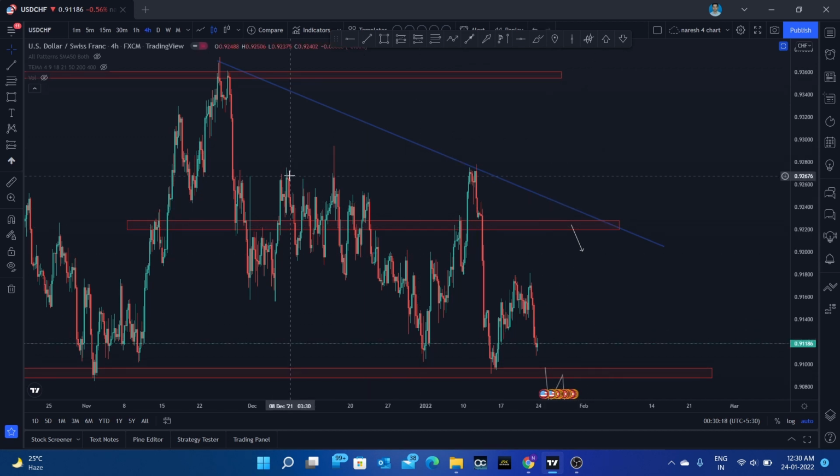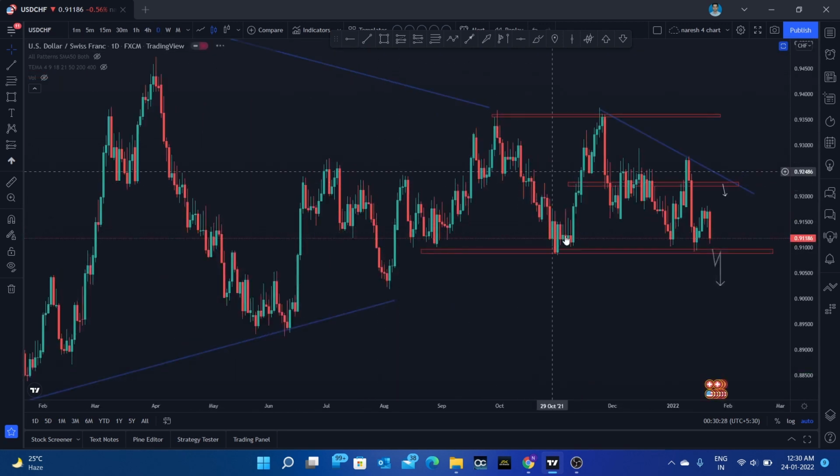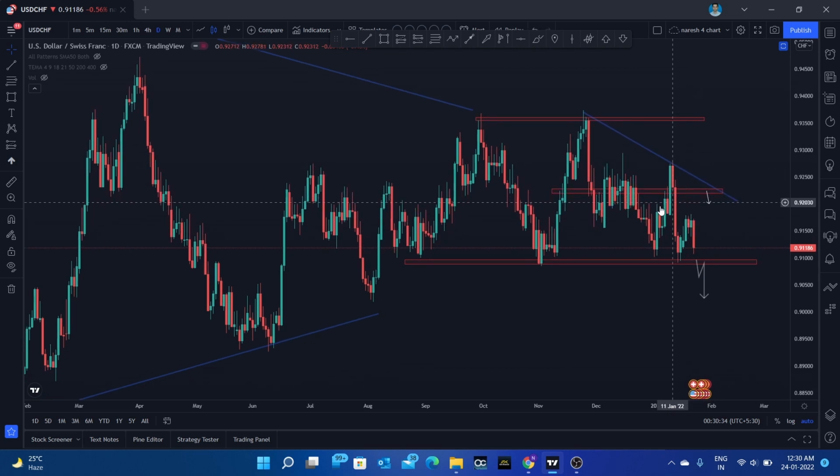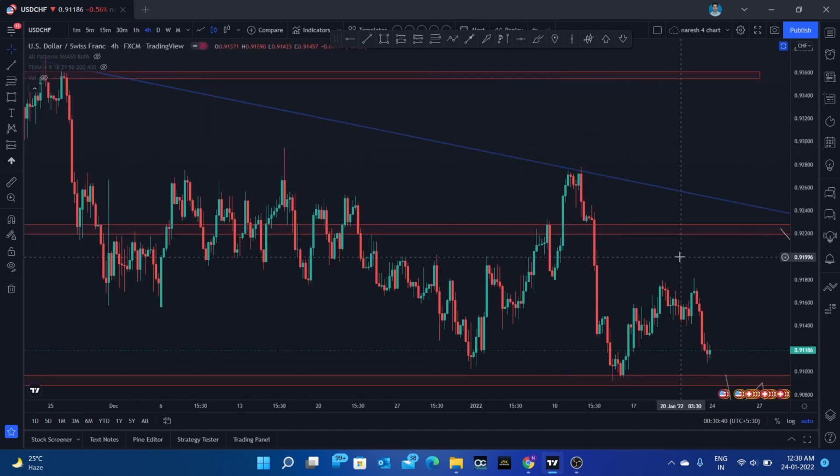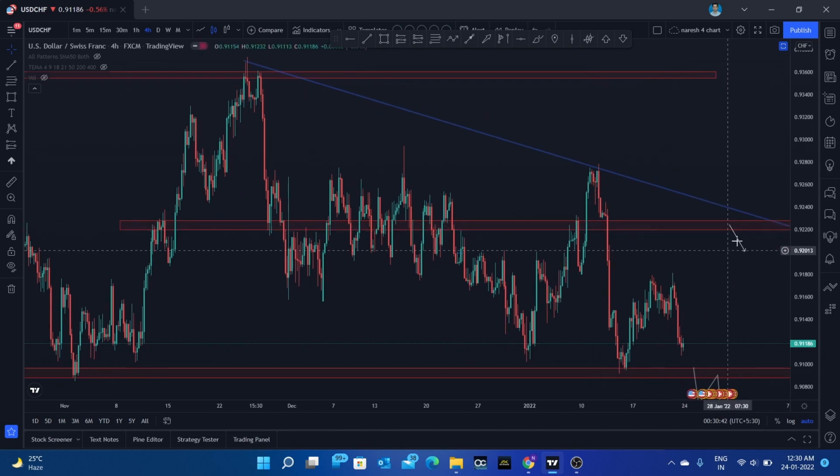So I'm not at all interested in this, but if you're still looking for this opportunity in USD/CHF, you can go for short entries in this area, because you can see here how violent the bears are, how much power they have, the size of the candles, how big the bear candles are. So you can look for short entries in this area, and you can target this as your profit zone.